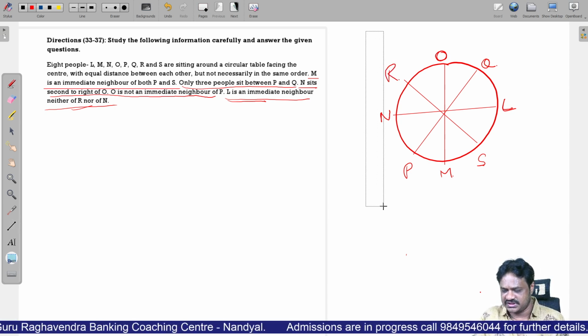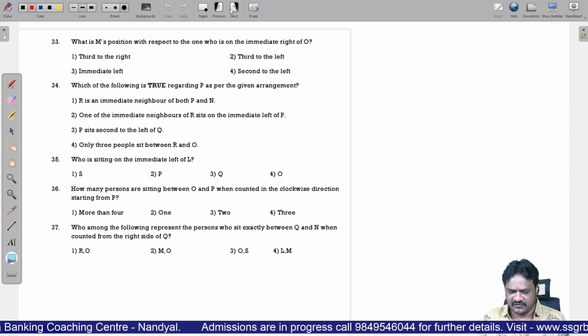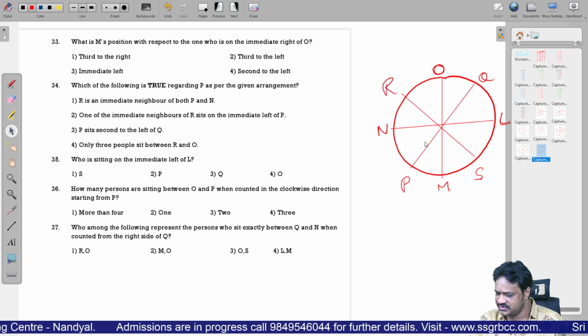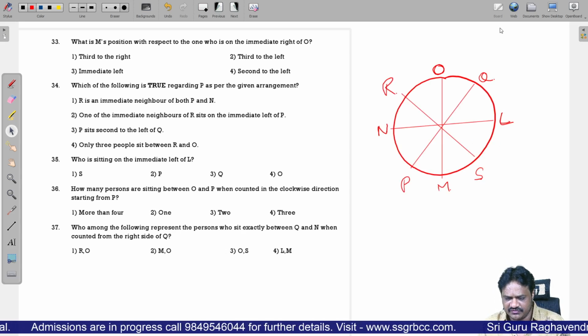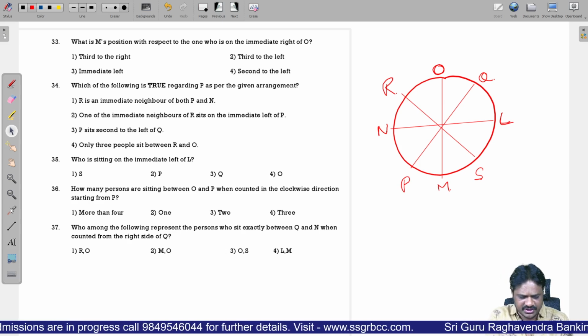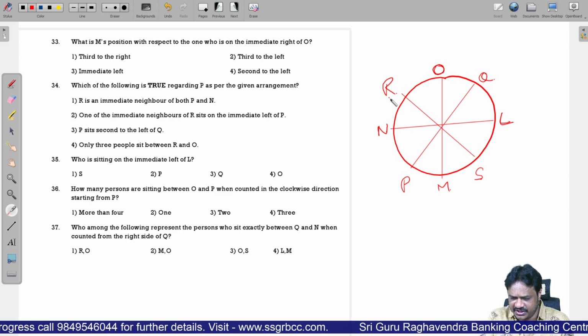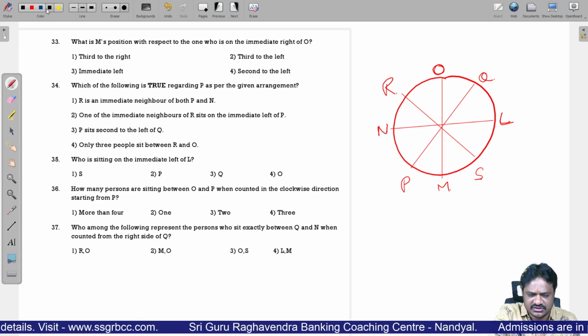Now let us answer the questions. First question. What is M position with respect to the one who is to the immediate right of O? So first of all, O immediate right is R. With reference to R, where is M? First, second, third. So it is third to the right. Third to the right is the correct answer.